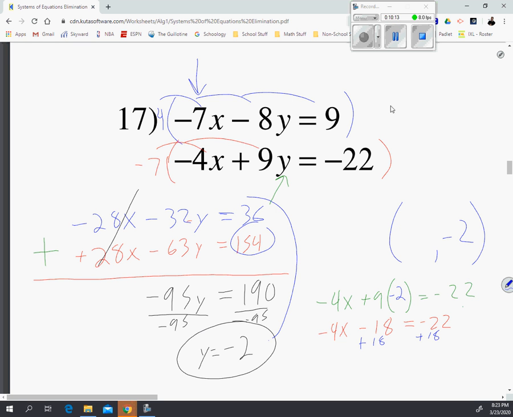So when I do this, I'm going to get negative 4x equals negative 4. So therefore, x is equal to 1. And that's my final answer, okay?